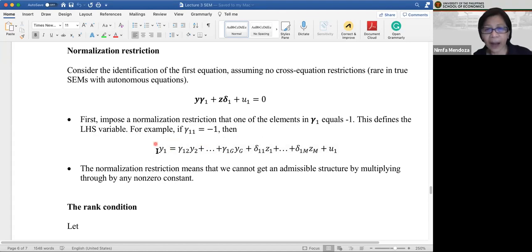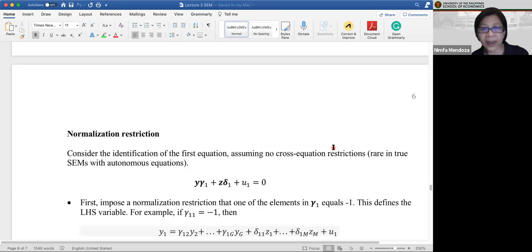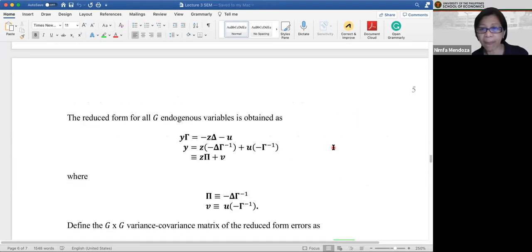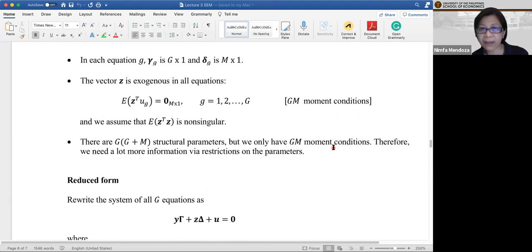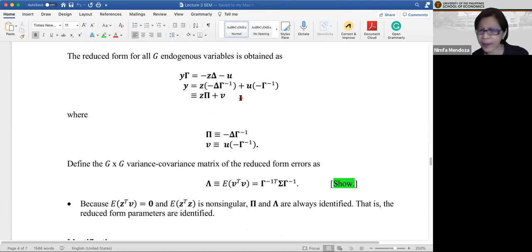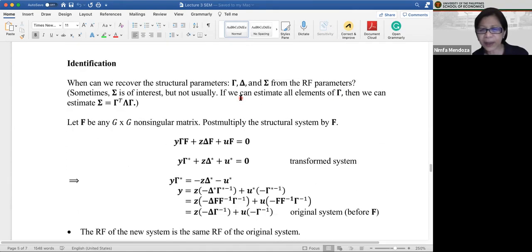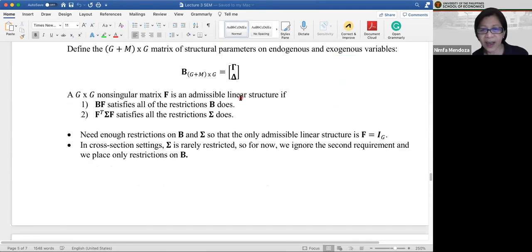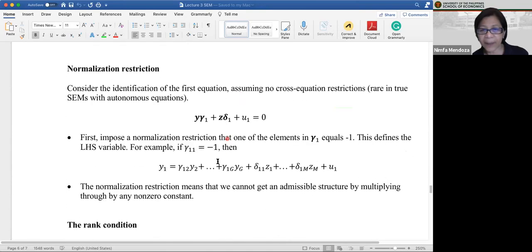So earlier I asked you to do some expansion of this one. For you to have a feel of how this looks, I want you to express 2 or 3 of the equations in a similar form.